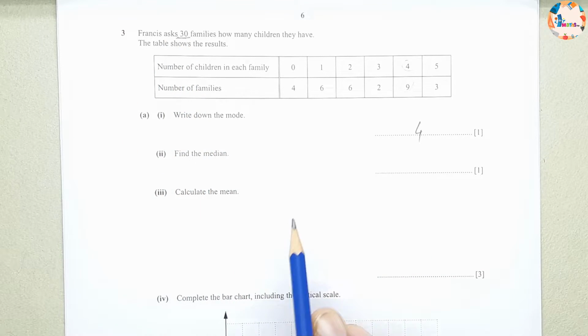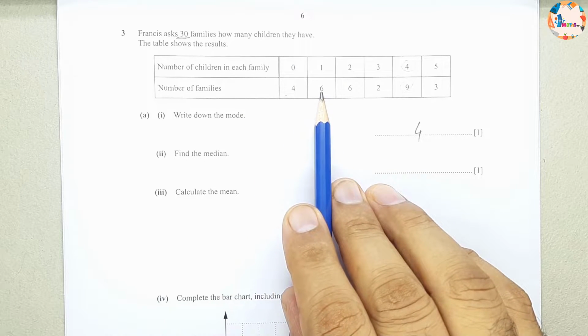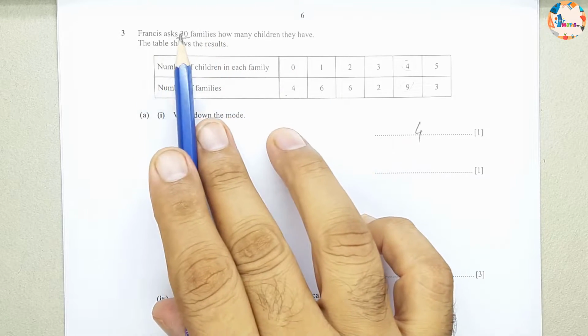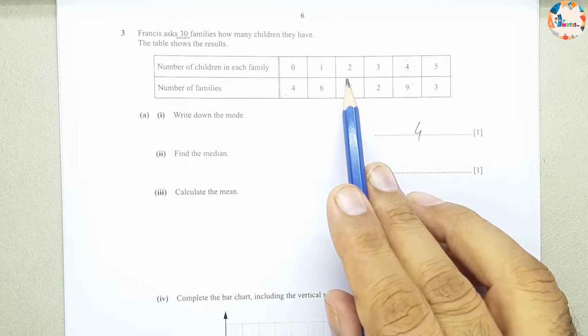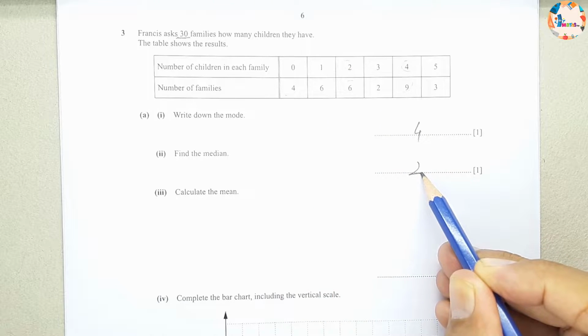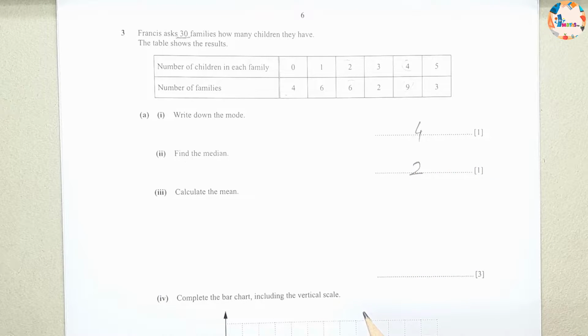and median will be the middle value of 30 families. 30 families, half will be 15, so 4 are having 0, so 4 plus 6 will be 10, 10 plus 6 will be 16, so 15th number and 16th number are in this range, so it will be 2, so we'll take 2 as median. And then calculate the mean value.